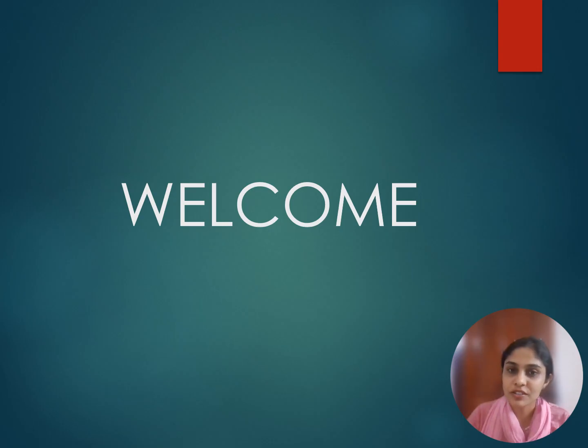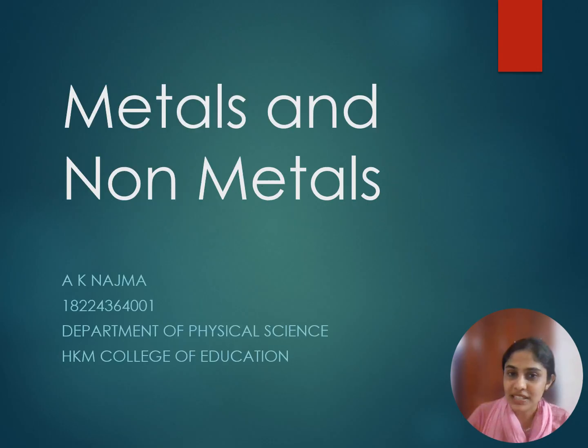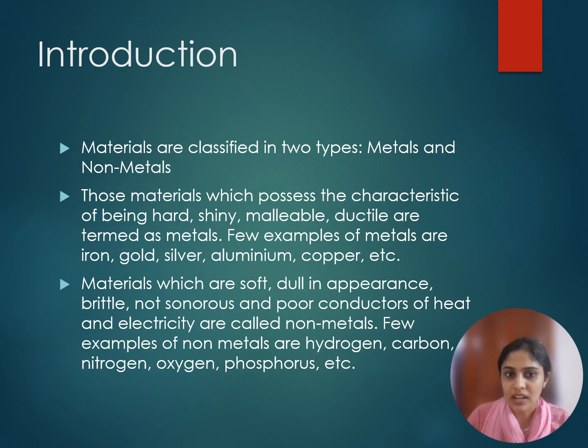Today we're going to discuss the topic metals and non-metals. Materials are classified into two types, metals and non-metals. Have you ever wondered what these cooking utensils are made of?